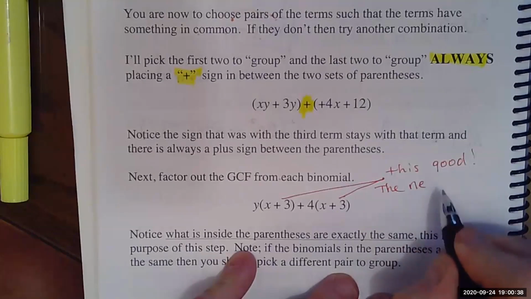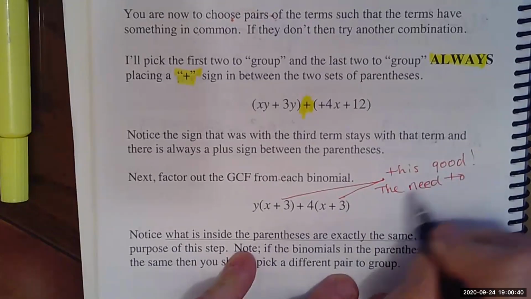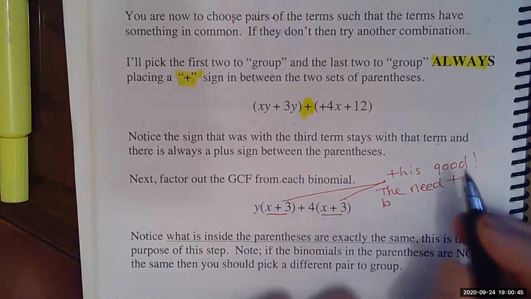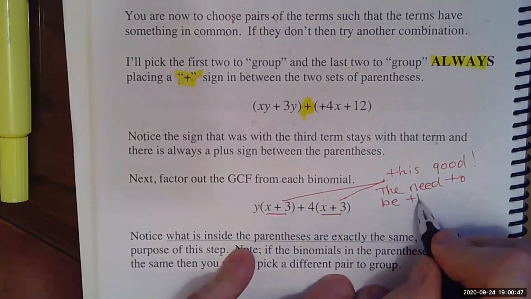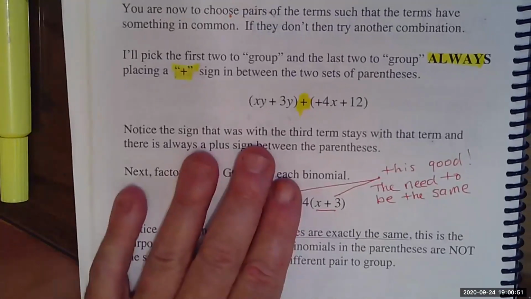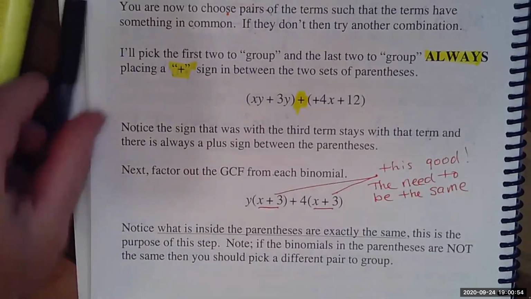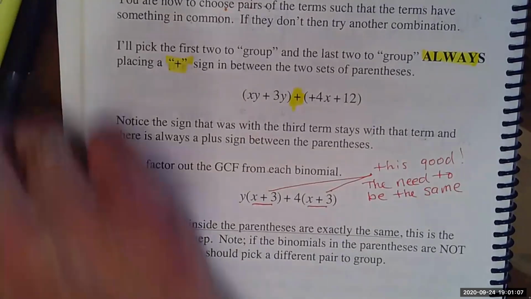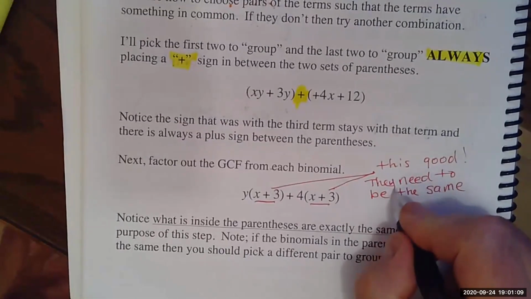They need to be the same. I'm talking about right in here, the parentheses. Because if they're not, then you have to start over again. You might have made a mistake on your factoring, or you might have picked the wrong pair. That's supposed to say they, not the. They need to be the same.